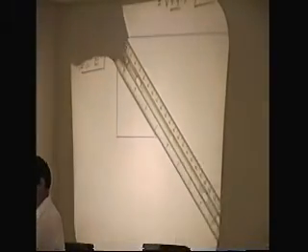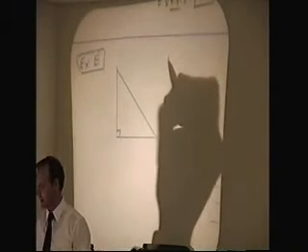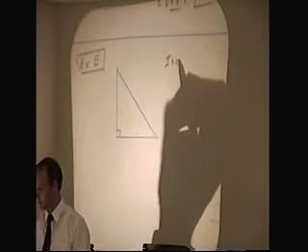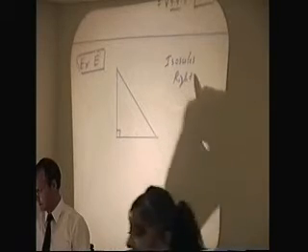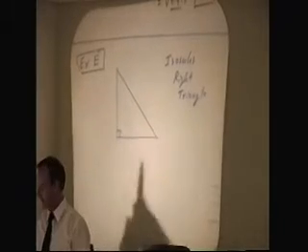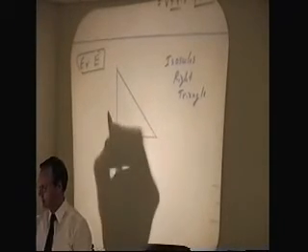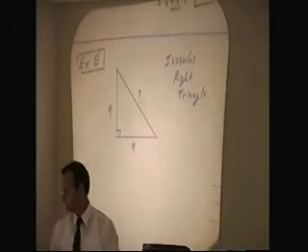This is the other special right triangle. It is called the isosceles. This side is going to be 4. This side is going to be 4. And then we're going to find the missing side.